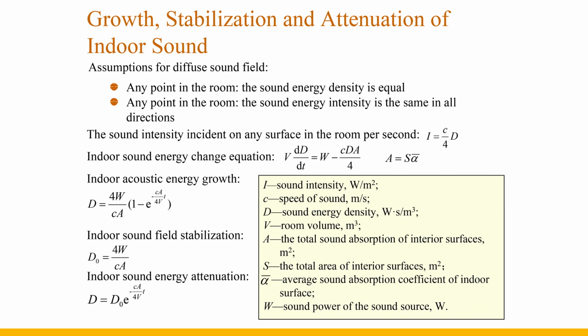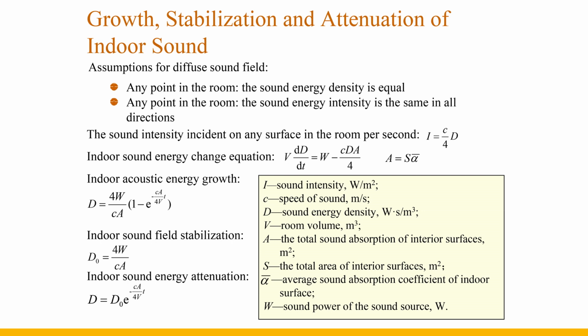According to the assumption of diffuse sound field, the intensity of sound energy incident on any surface of the room per second is equal to 1/4 of the product of sound speed and sound energy density. The sound energy incident on all interior surfaces of the room is equal to the product of the sound energy intensity and the interior surface area. The sound energy absorbed by the inner surface per second is equal to the product of the intensity of the sound energy, the average sound absorption coefficient of the inner surface, and the inner surface area.